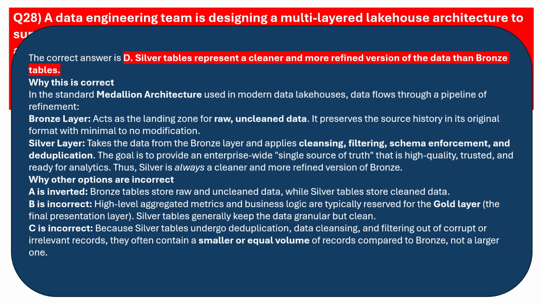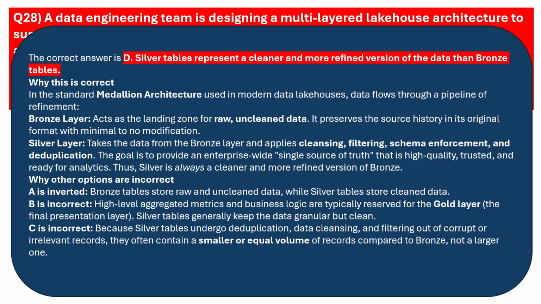Why this is correct? In the standard Medallion architecture used in modern data lakehouses, data flows through a pipeline of refinement. Bronze layer acts as a landing zone for raw, unclean data. It preserves the source history in its original format with minimal to no modification. Silver layer takes the data from the bronze layer and applies cleansing, filtering, schema enforcement, and deduplication.